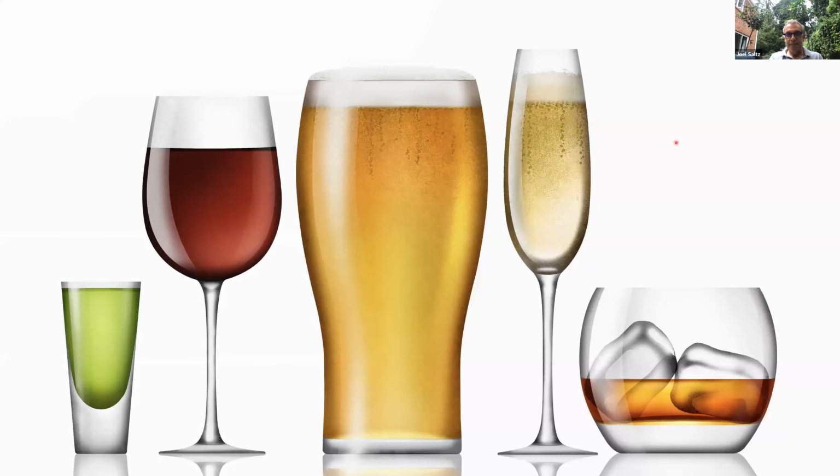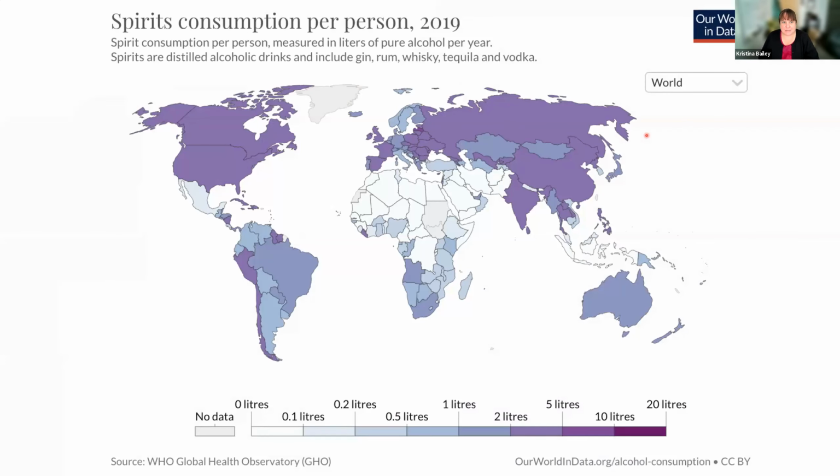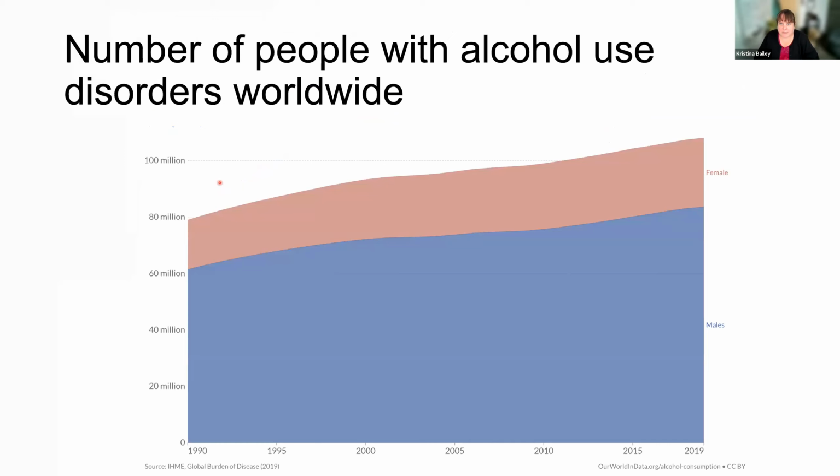Thanks. So a lot of you may know that alcohol is one of the most commonly used and abused drugs worldwide. When we look at spirits consumption throughout the world, you can see that there are very few countries that are unaffected by alcohol use and misuse. The number of people with alcohol use disorders worldwide continues to grow. We're currently at over 100 million people with alcohol use disorders worldwide.